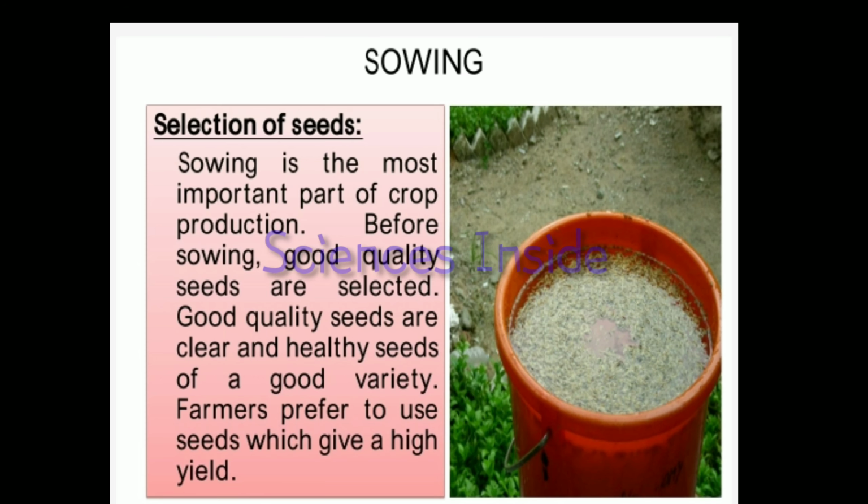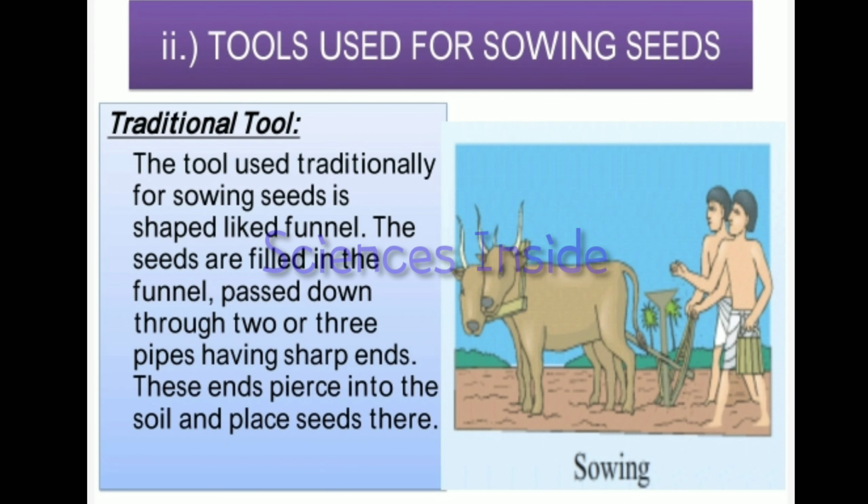Next is sowing. Sowing is the most important part of crop production. Before sowing, good quality seeds are selected. The good quality seeds are clean and healthy seeds of a good variety. Farmers prefer to use seeds which give a high yield. Tools used for sowing seeds.